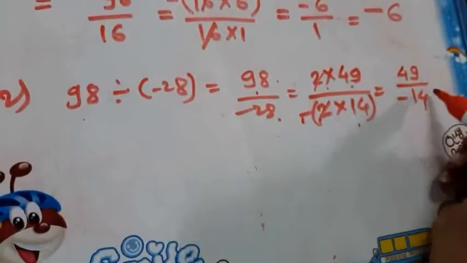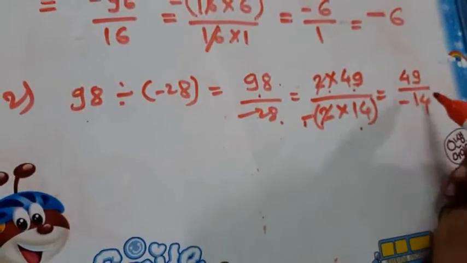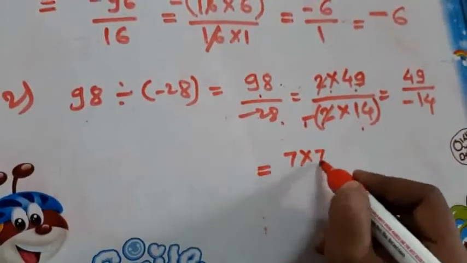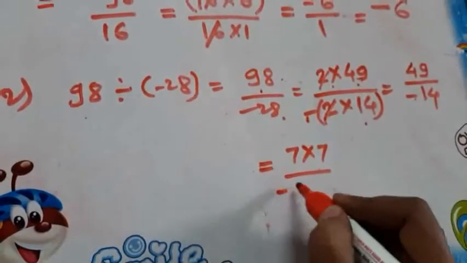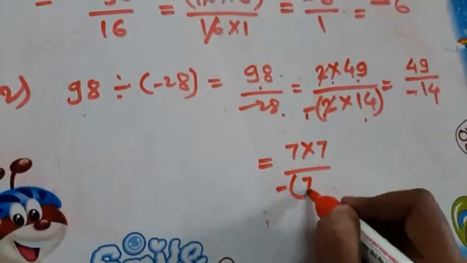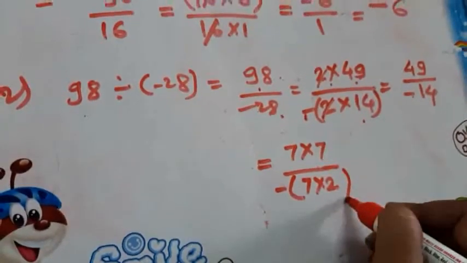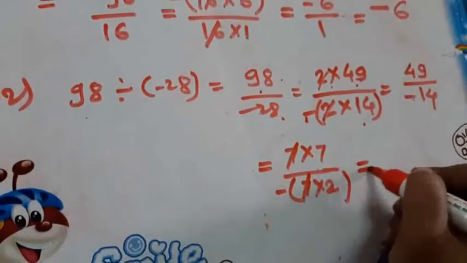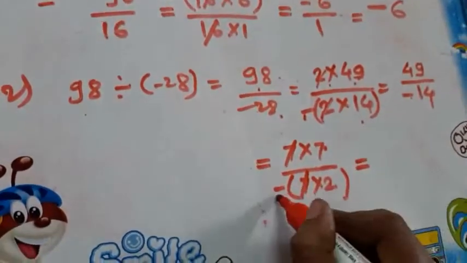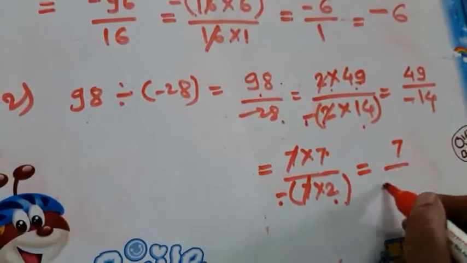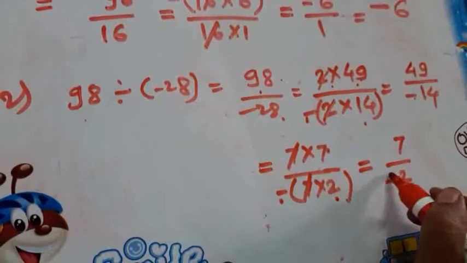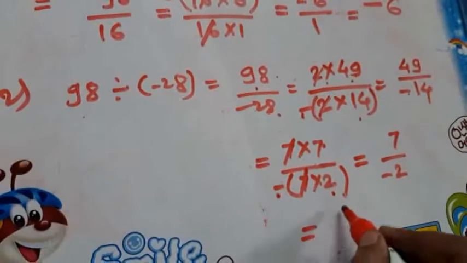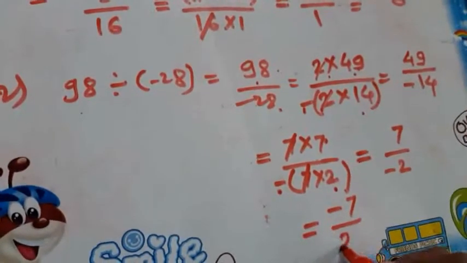Now these two numbers are present in 7's table. So it will be written as 7 into 7 divided by minus sign as it is, and 14 just can be written as 7 into 2. So again 7 is present in numerator and denominator, so it will get cancelled. Remaining is 7 by minus 2. But we are not writing negative in denominator. Denominator should be positive. So answer will be minus 7 divided by 2.